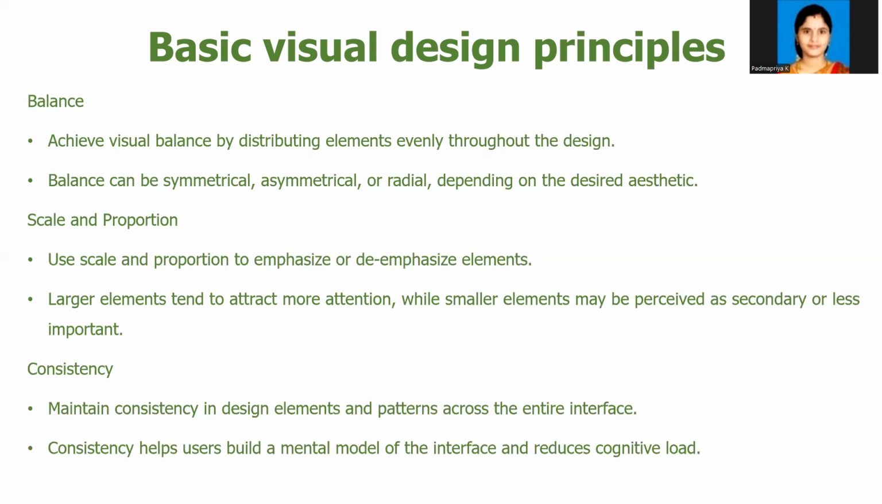Balance. Achieve visual balance by distributing the elements evenly throughout the design. Balance can be symmetrical, asymmetrical, or radial depending on the desired aesthetic. Scale and proportion. Use scale and proportion to emphasize or de-emphasize the elements. Larger elements tend to attract more attention, while smaller elements may be perceived as secondary or less important. Consistency. Maintain consistency in design elements and patterns across the entire interface. Consistency helps the users to build a mental model of the interface and reduces cognitive load.